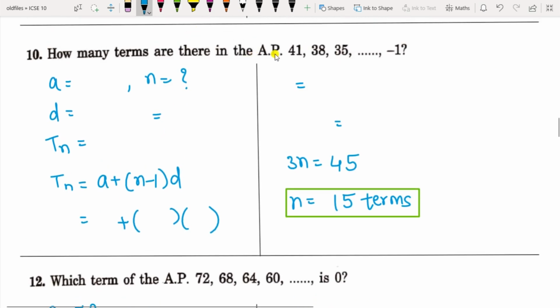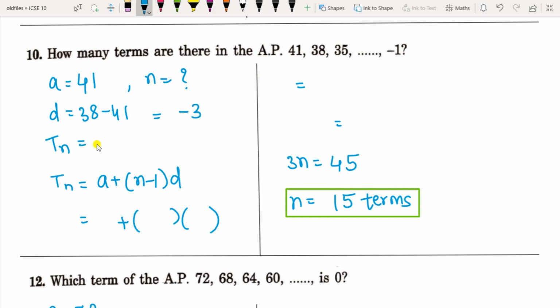How many terms are there in the AP? So how many number of terms are there? The last term has been given to you in this case. So write the first term is 41. The number of terms you have to find. D is 38 minus 41, A2 minus A1. So this is minus 3.